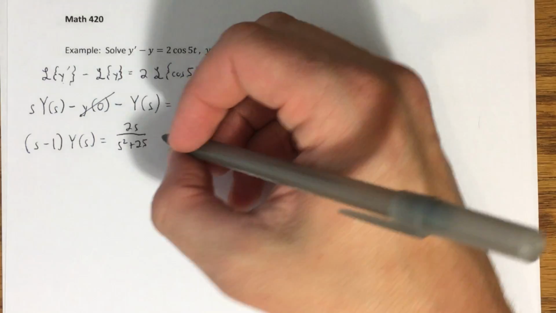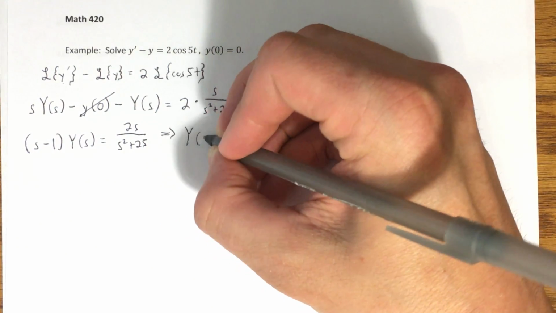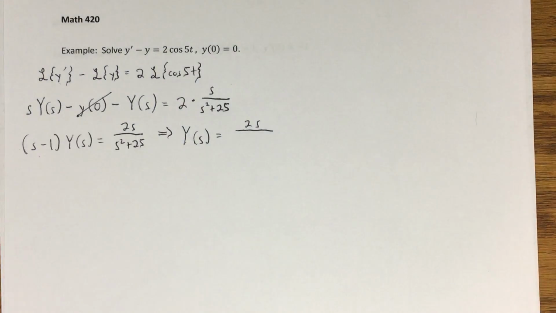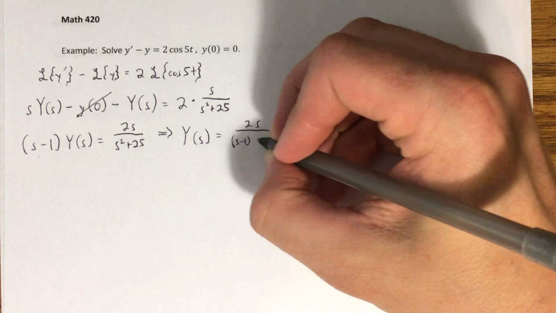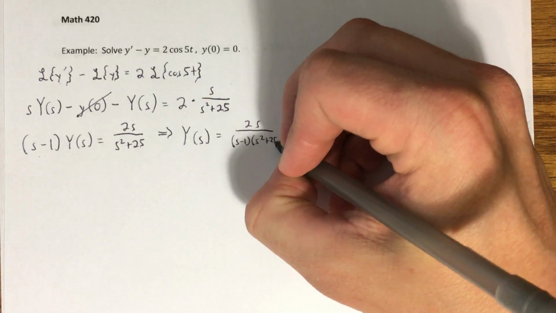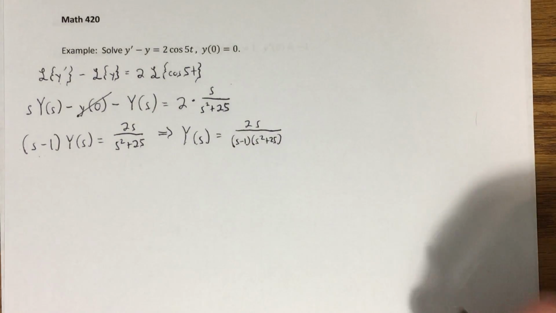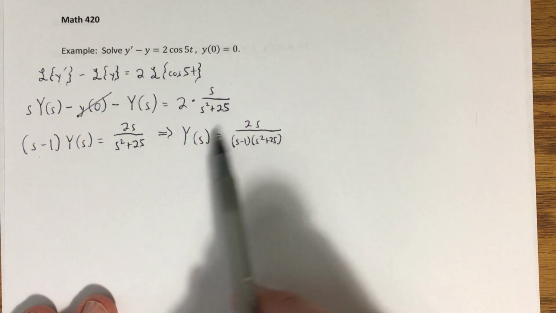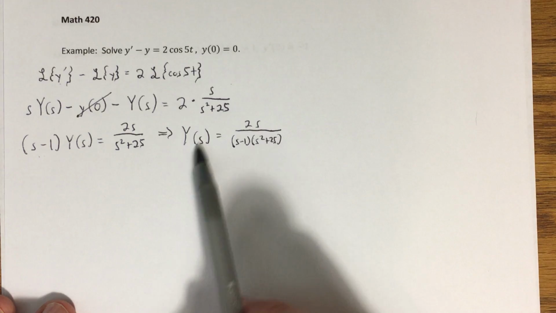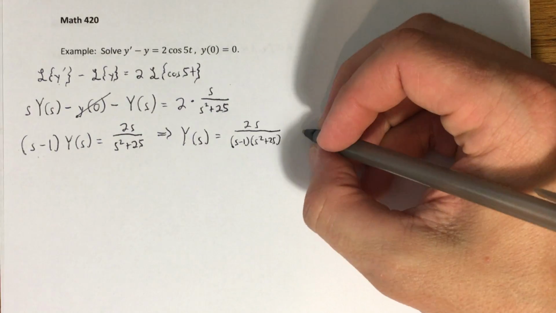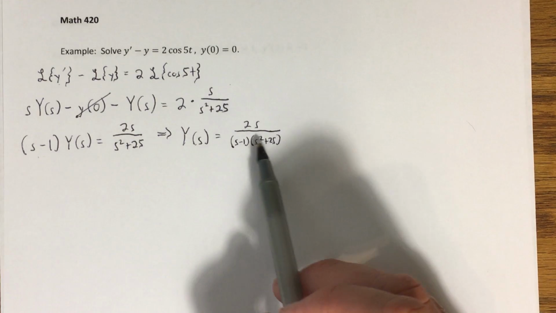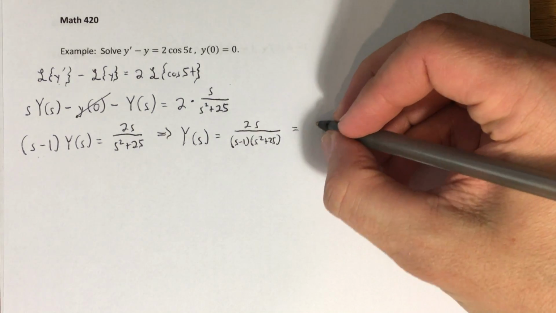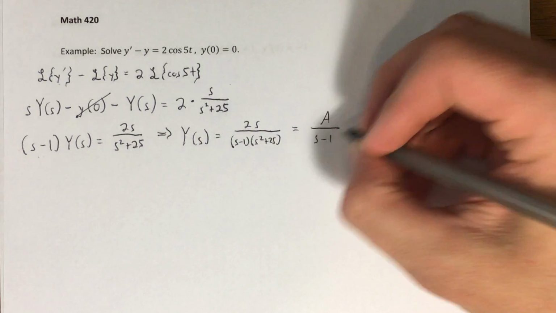This means that Y(s) is equal to 2s over, I'm going to divide both sides by that s minus 1, (s minus 1) times (s squared plus 25). Now remember, we want to take an inverse Laplace transform of both sides, because the inverse Laplace transform will give me lowercase y, the thing I'm trying to solve for. But as we saw in the previous example, we can't do this directly. We need to make a partial fraction decomposition in order to find its inverse Laplace transform.